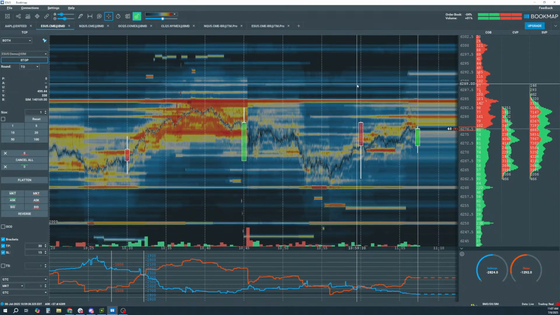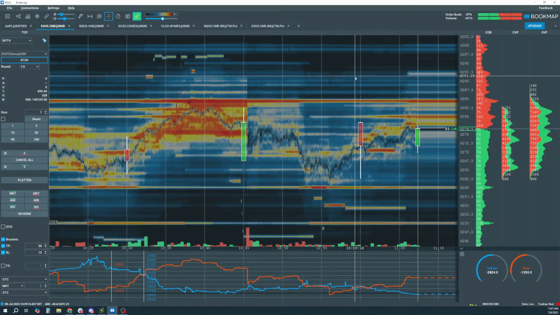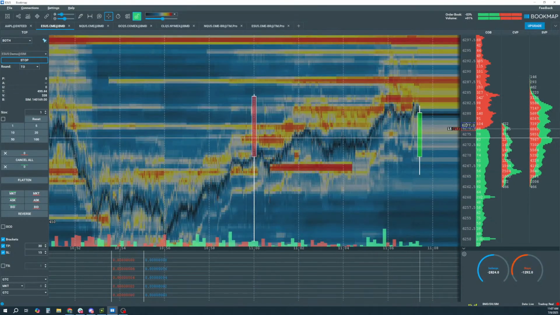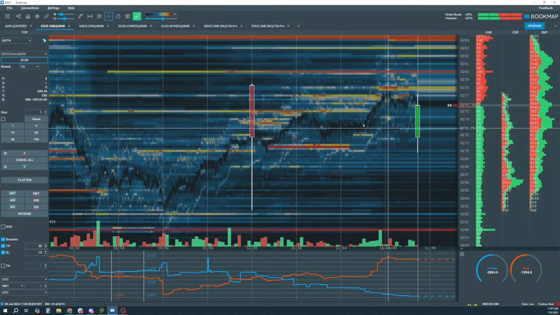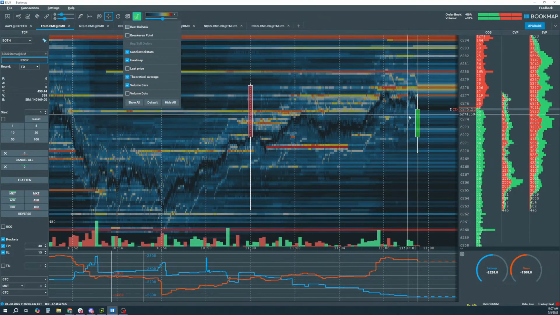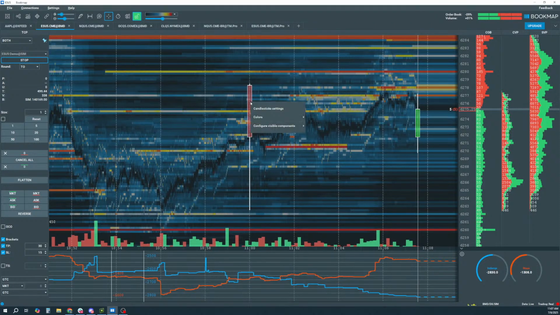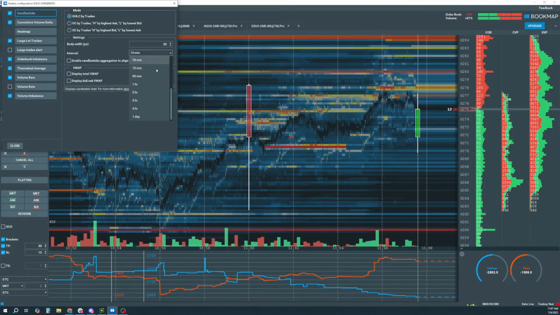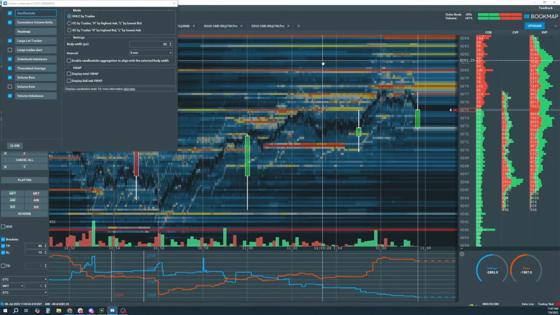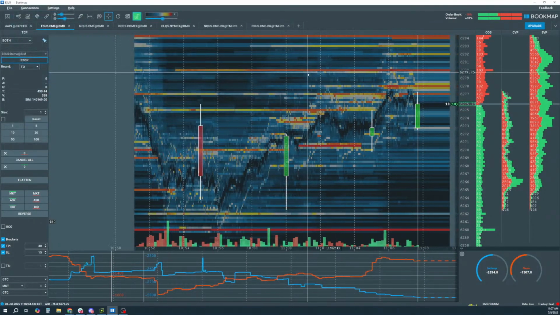Okay, so anyway, let's drill down into a smaller candlestick chart. We can just right click on our candles, candlestick settings. We can look at a 5-minute, or we can finally get down to about 1 minute.